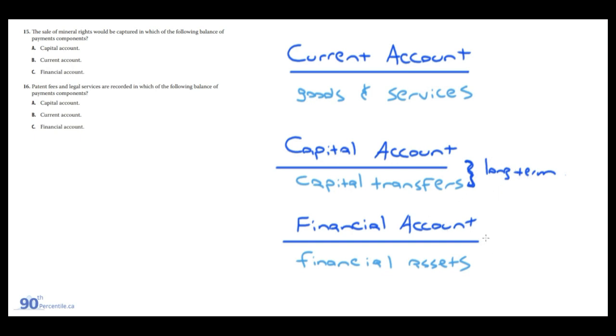And then finally, we have the financial account, pretty self-explanatory. We're talking trade of financial assets, either domestic owned or foreign owned, anything like that. So with that, we have a couple questions.